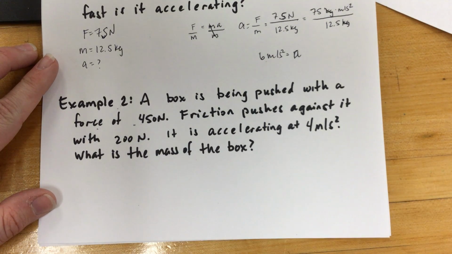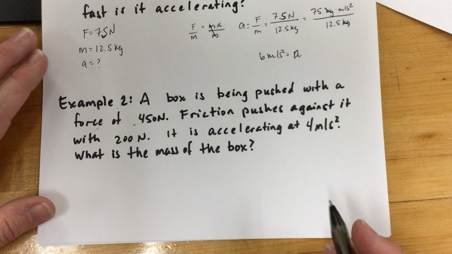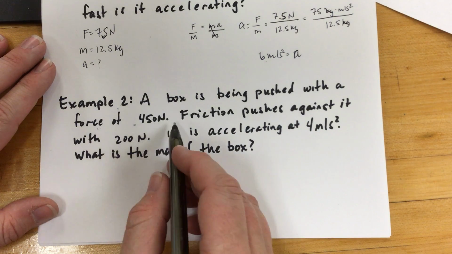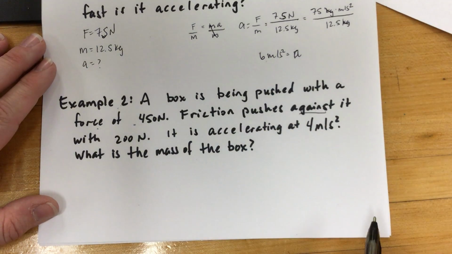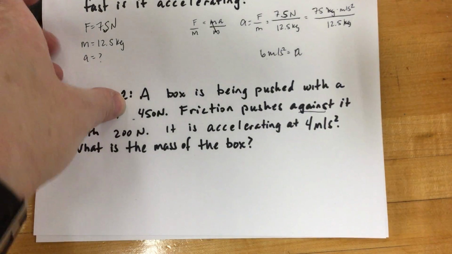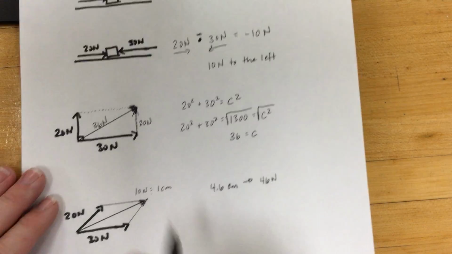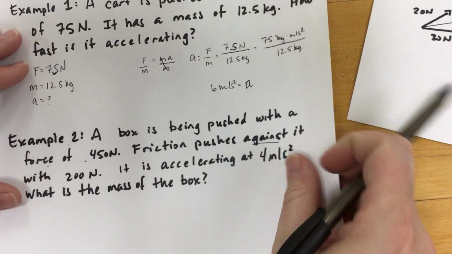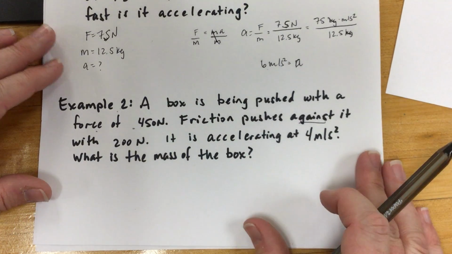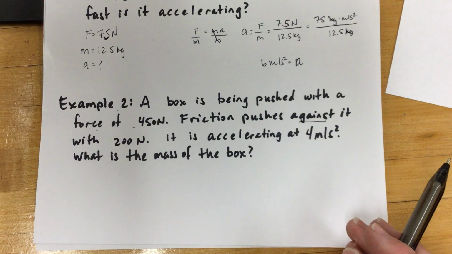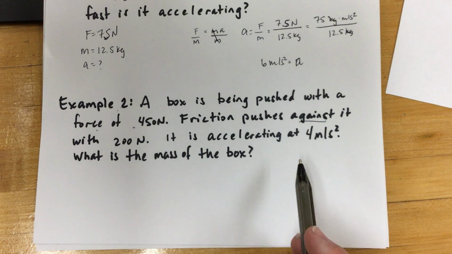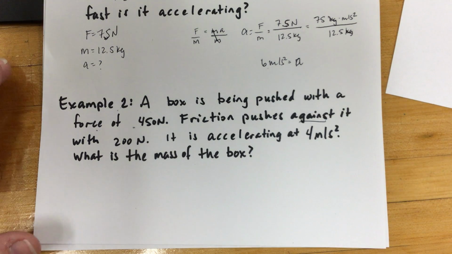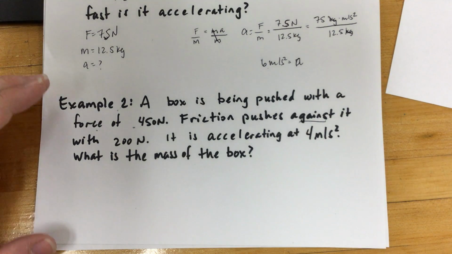Example 2 is a little bit different because what we have is a box being pushed with a force of 450 newtons and friction pushing against it. So we have to go back to what we did over here. We have one thing going one direction, one thing going the other, so we'll end up subtracting. We have to do that first to figure it out. Sometimes, depending on the situation, you'll be adding, sometimes you'll be subtracting, sometimes you'll use the Pythagorean theorem or draw to figure out the net force before you use it in the calculation.